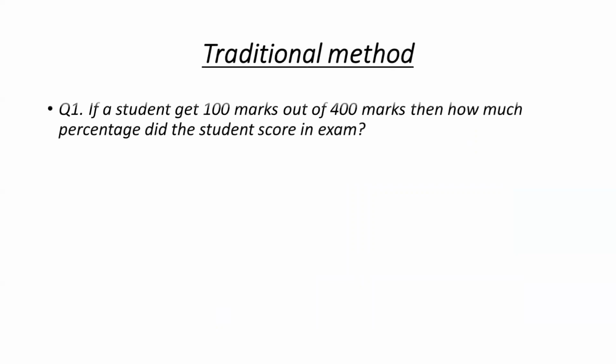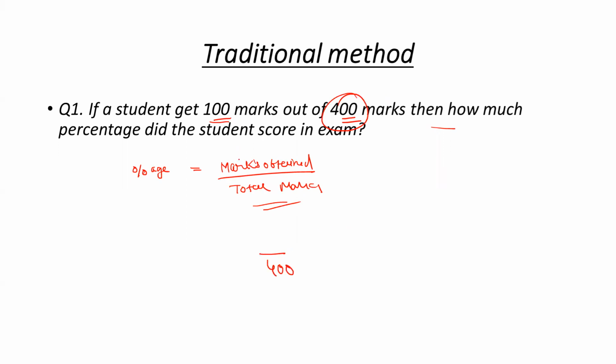Okay, so here is a question. The question says that if a student gets 100 marks out of 400 marks, then what percentage did he get in the exam? To calculate the percentage scored by the student, you will do marks obtained upon total marks. The total marks over here is 400, and the marks obtained is 100. So 100 divided by 400 into 100. This is what you have to do to calculate the percentage.